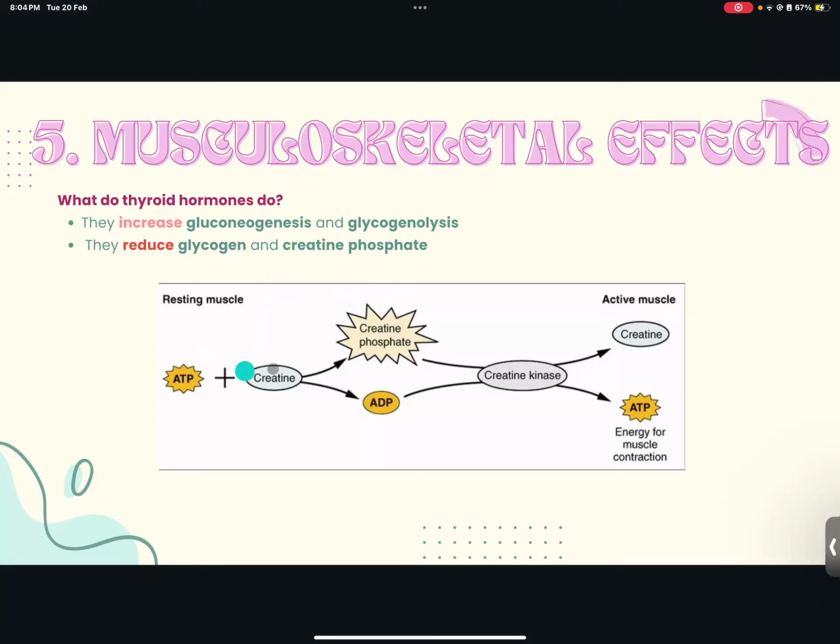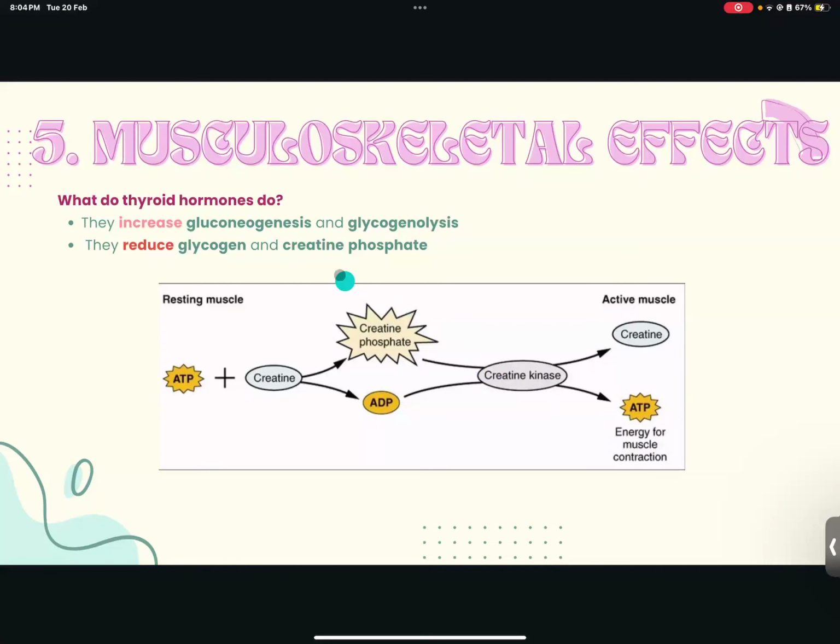If you look at a resting muscle, okay, you have ATP and creatine. When they come together, they make creatine phosphate. This creatine phosphate acts as an energy reserve within the resting muscle. And whenever your muscles are running low on energy, so for example, when you're exercising, when you're running, and you can't find any more energy in the muscles, you're using up and depleting your ATP reserves too much, the creatine phosphate is going to be broken down again by creatine kinase into creatine and ATP. And this will give you energy for muscle contraction.